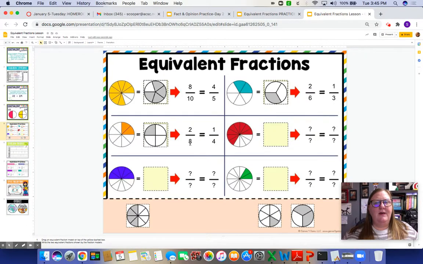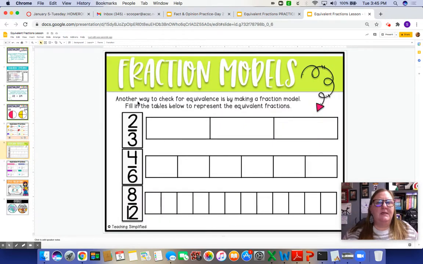And we check that by cross multiplying. 8 times 1 is 8, and 4 times 2 is 8. So you will continue to do that on your slide as well. Then another way you can do this is, it says another way to check for equivalency is by making fraction models, which these are the fraction models below.